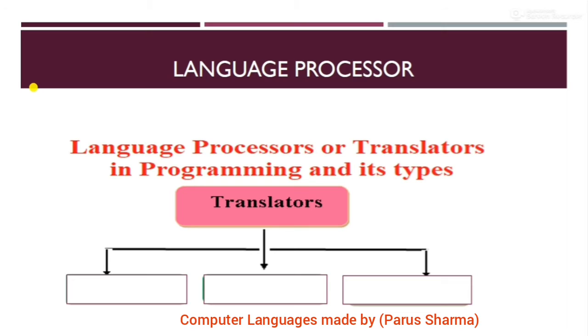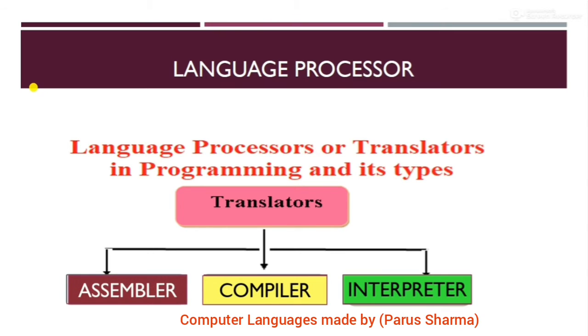Translators are of three types: assembler, compiler, and interpreter. These are also called language processors. A language processor is a type of software which converts our language into machine language.